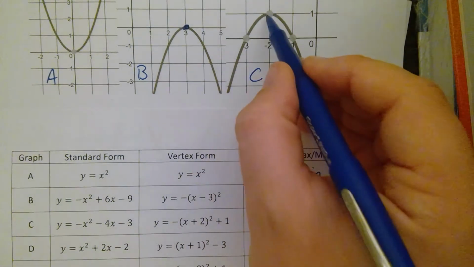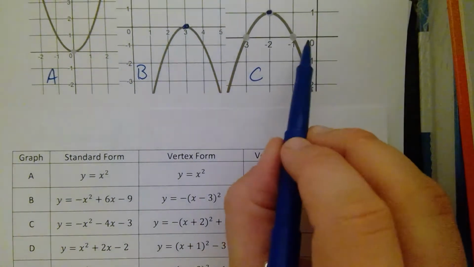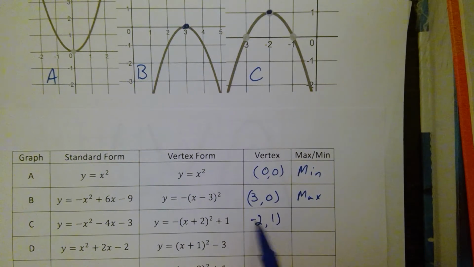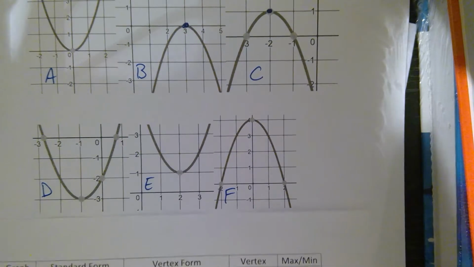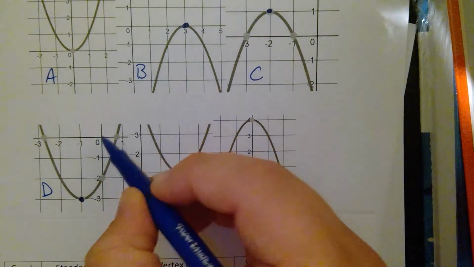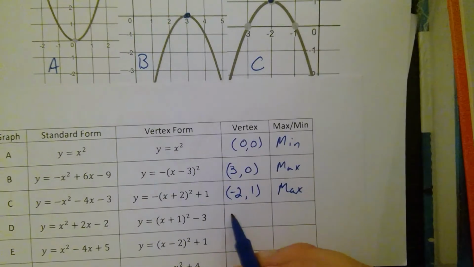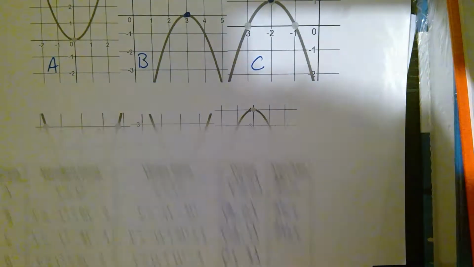And C, here's our vertex here. That's where our parabola is going to turn. It's at -2 in the x direction and 1 in the y direction. So -2, 1. And that is also a maximum. All right, now let's go down to graph D. So in D, here's our vertex. That's where our parabola is turning. -1, -3. The vertex is -1, -3. And then we're looking at a minimum.